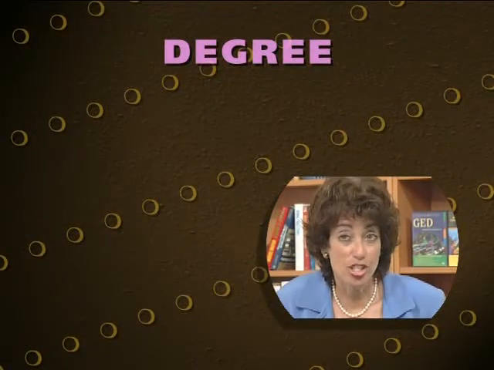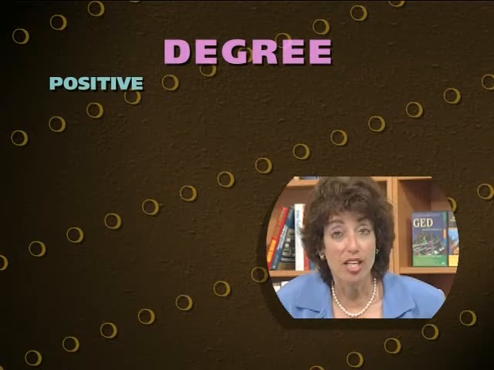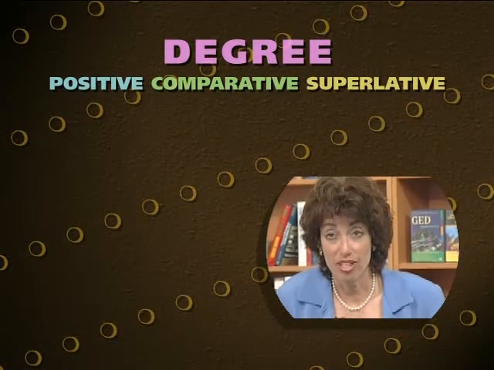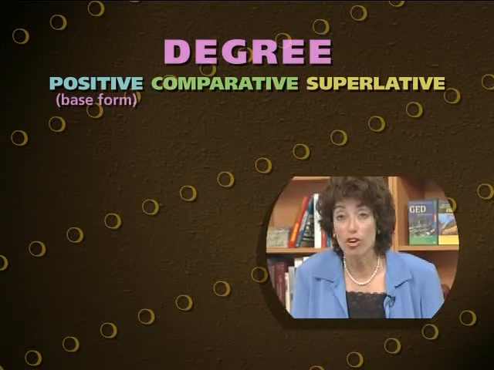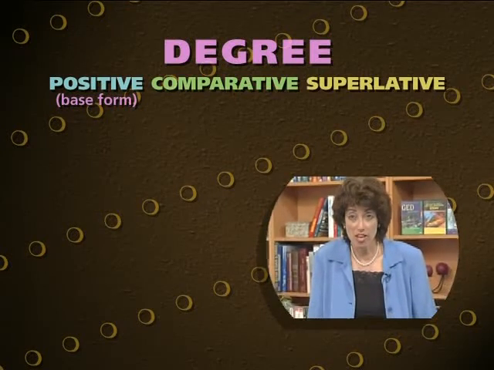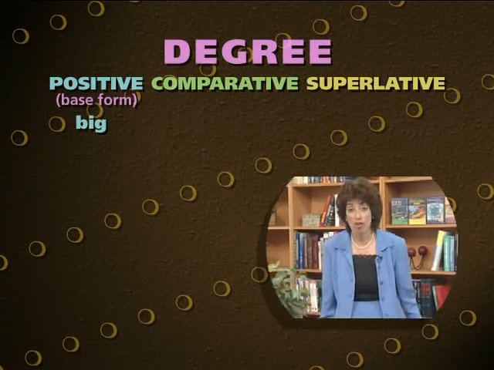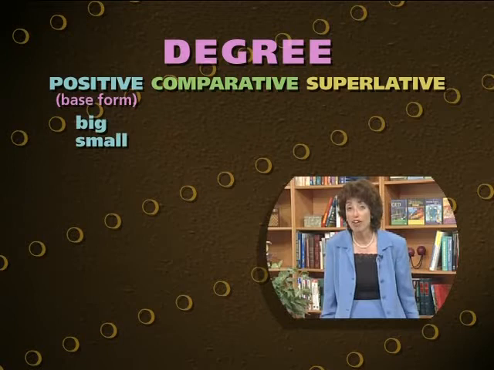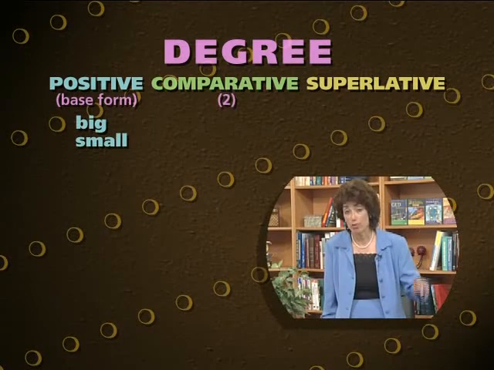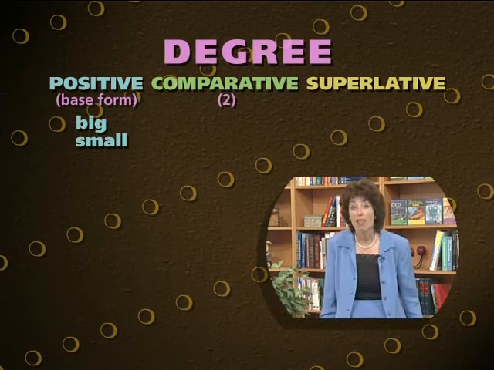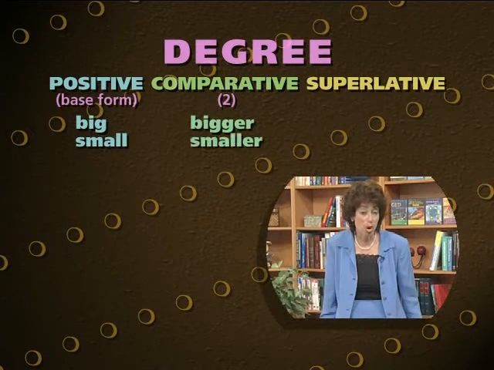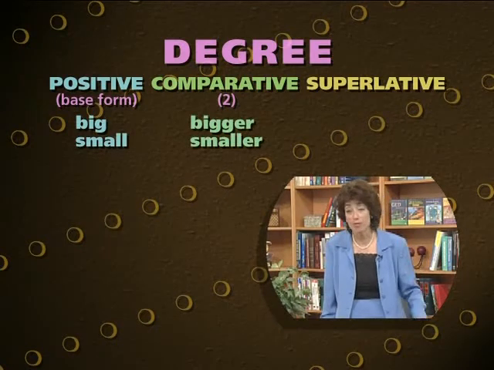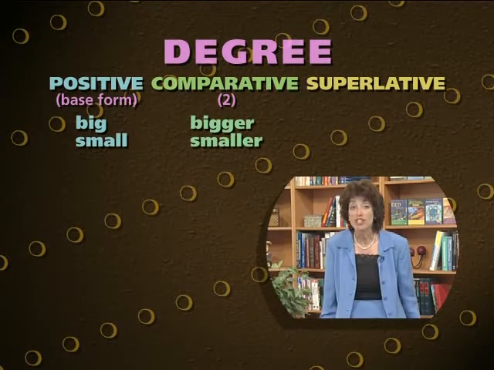English has 3 degrees: positive, comparative, and superlative. Positive is the base form where no comparison is being made. I have a big ball. I have a small portion. Comparative means two people, places, things, or ideas are being compared. This ball is bigger than that one. This portion is smaller than that one. I have 2 things. Superlative means that you have 3 or more things.